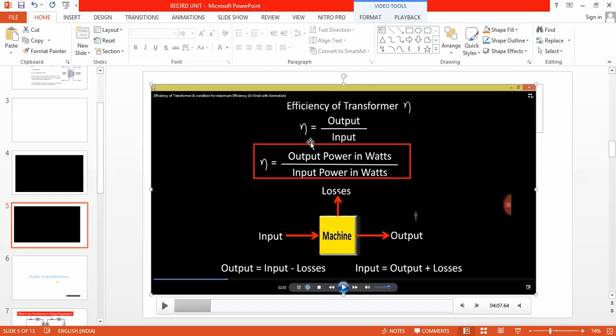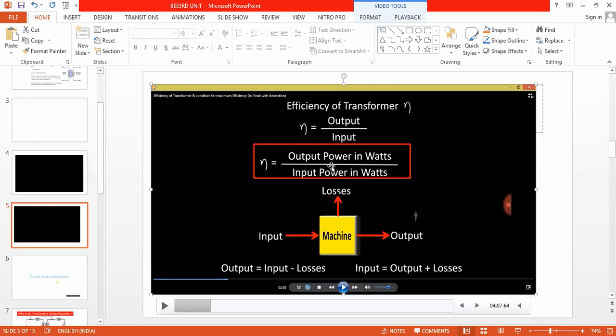Efficiency of any object is output by input. For any machine, we give the input and we should get the output, but we never get 100% output because of certain losses. So what are those losses in a transformer? Just now we have studied. So for any machine, what is efficiency? The ratio between output and input. When I say output in our subject, it means the power.